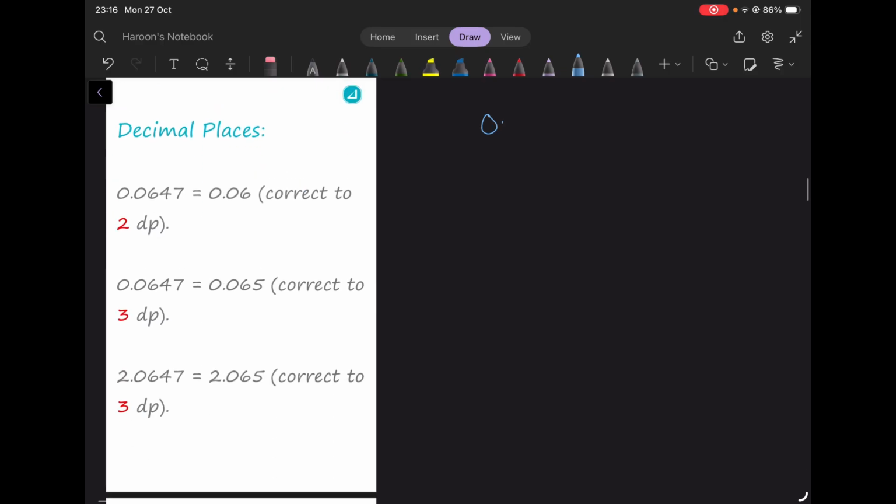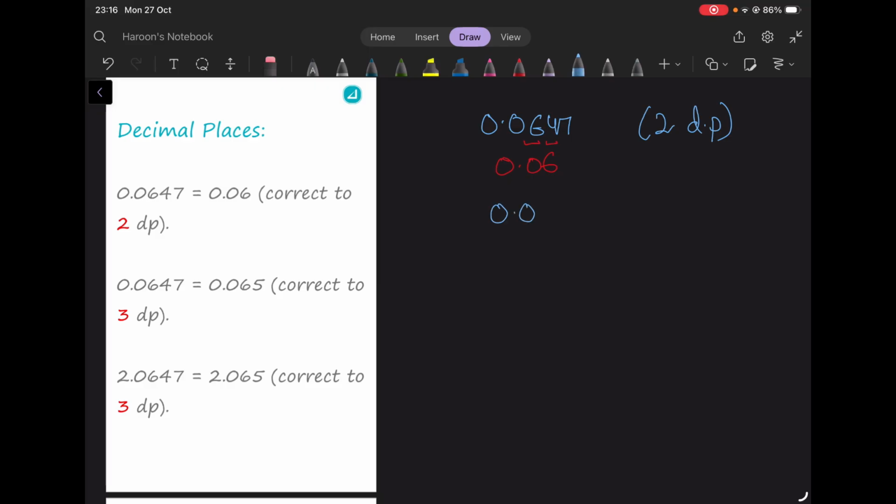So let's say I have 0.0647 and they ask us to write this correct to two decimal places. So over here, my second decimal place is this 6. I'll have a look at the next one, the third one. This is 4. This is less than 5. So the previous digit remains as is, 0.06. We leave it off here because this is two decimal places.